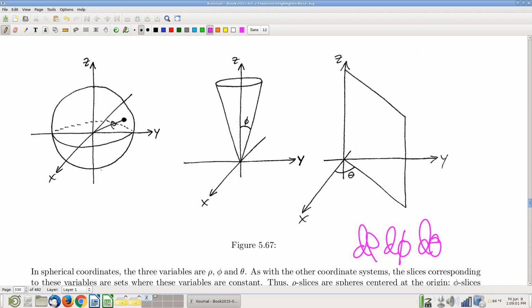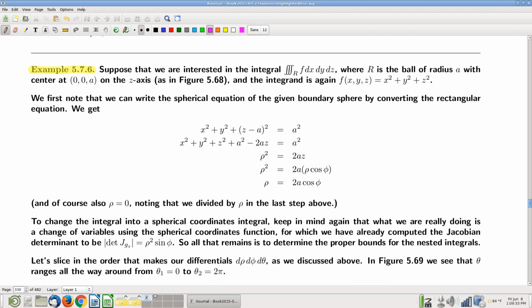Okay. All right. And of course, don't forget your stretching factor. It's real easy to forget your stretching factor. So this is what you memorize as a single thing. Always write down all at once in one swoop: rho squared sine phi, d rho, d phi, d theta. Then you can worry about what the slices look like and what the bounds are and how you convert the integrand after you've got that written down.